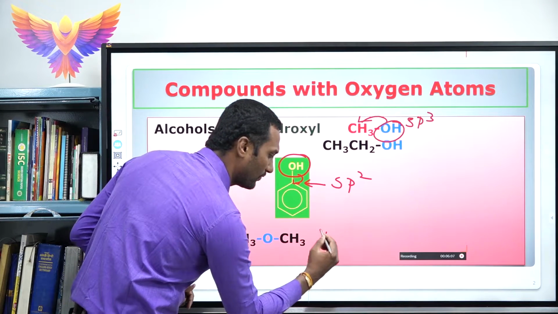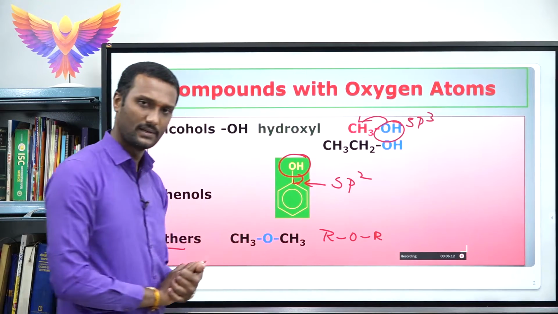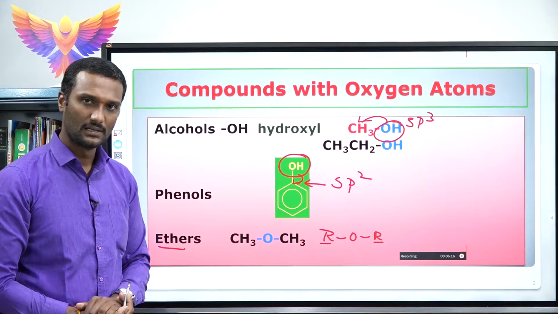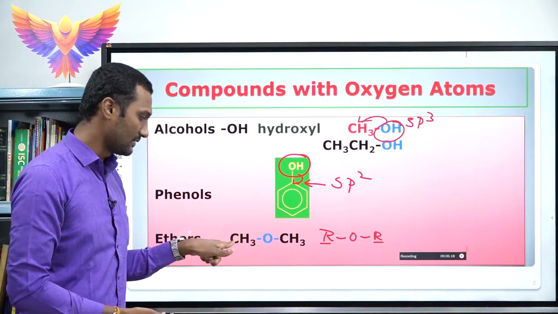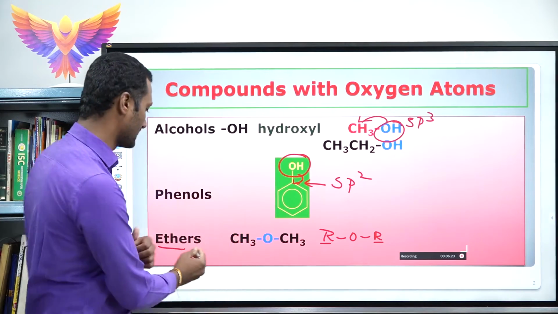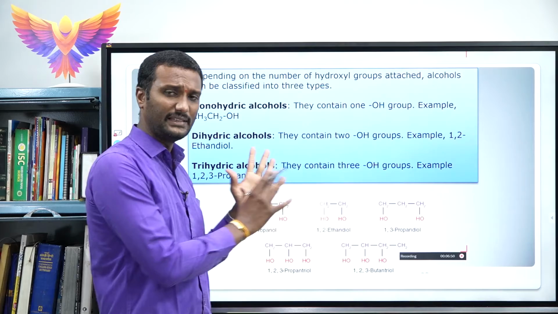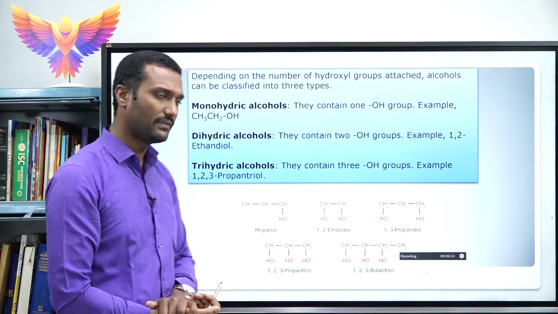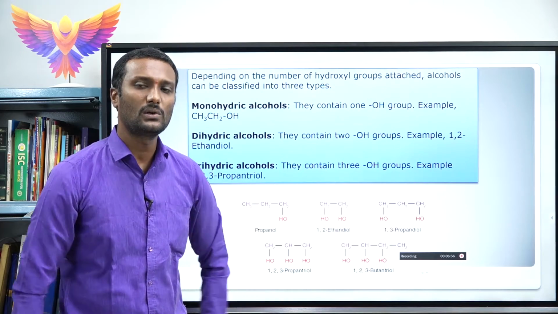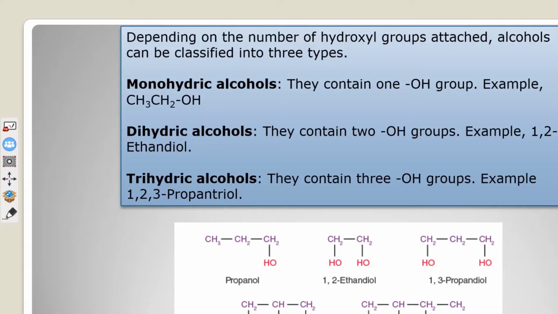I said the general formula of ether is ROR dash or ROR. That R means it may be any number of alkyl groups. Here oxygen is attached on both sides to alkyl groups, hence it is said to be ether. Okay students, today in this alcohol, phenol, ether unit we will study alcohols and their classification, how an alcohol is classified. We understood the functional group of alcohol is the OH group.